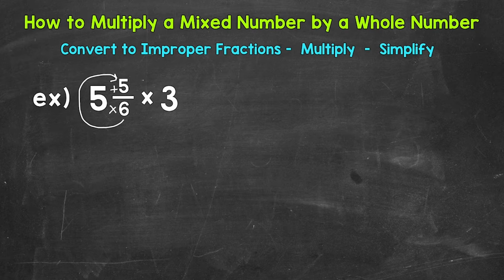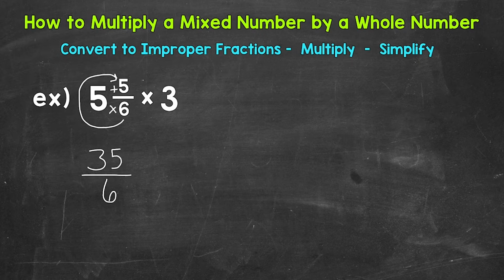So we do our denominator times the whole number, so 6 times 5, which is 30, plus the numerator of 5. So 30 plus 5 is 35. That's the numerator of our improper fraction. We keep the denominator of 6 the same. So we get 35 over 6. Now that improper fraction is equivalent to the mixed number. We just converted it to an improper fraction. So we're not changing the value of the problem at all.